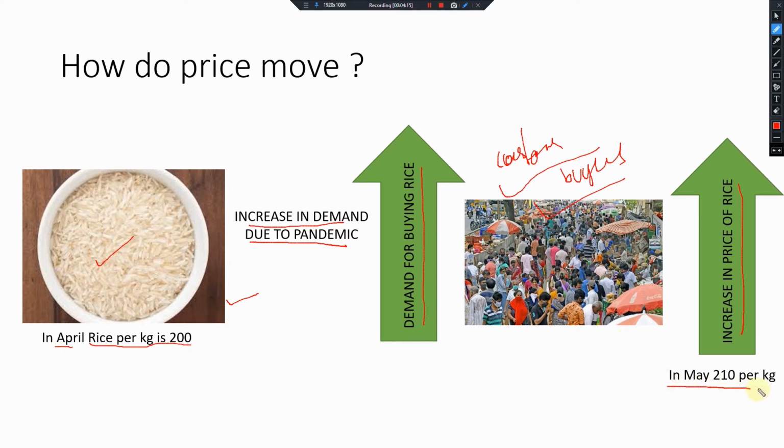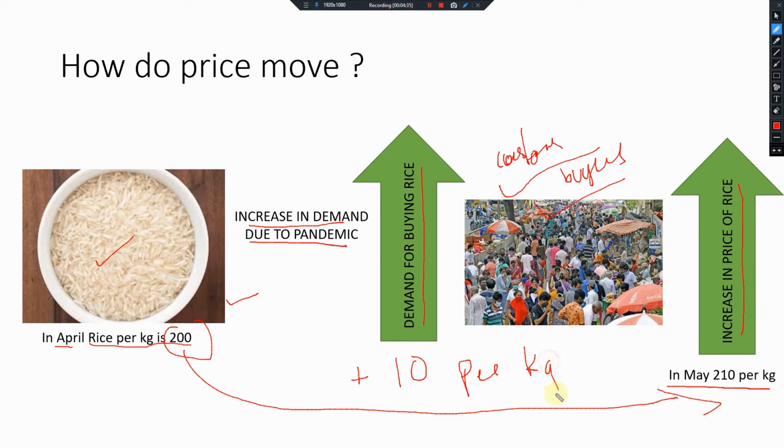So in May, what happened after 1 month, the price per kg went from 200 to 210. So in 1 month, the price increased from 200 to 210, which means there was plus 10 rupees per kilo. Per kg, there was an increase in price of 10 rupees. Why? Because there was an increase in demand. There were so many buyers. You see, all these were buyers who were willing to buy the rice, at whatever price the market was selling or the seller was selling. And in turn, because of the increase in demand, the price of the rice also increased.